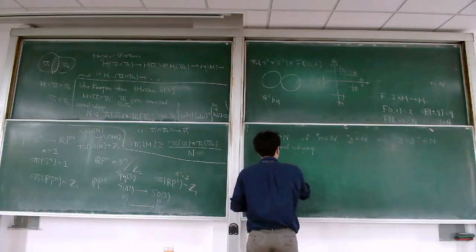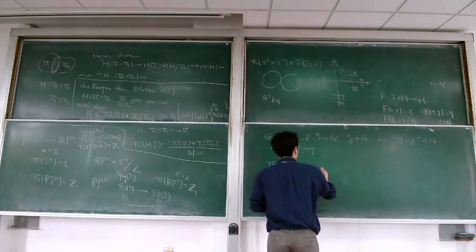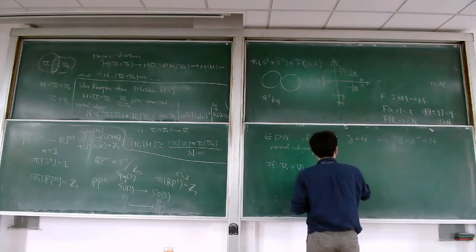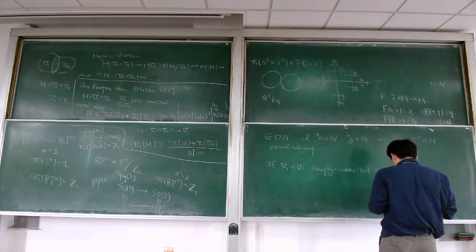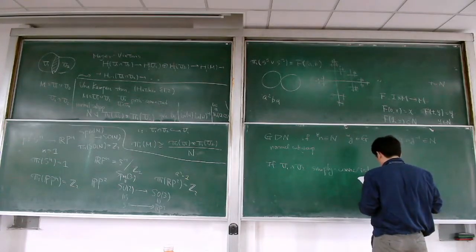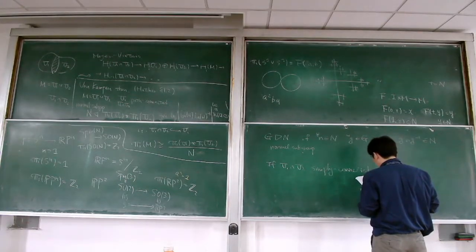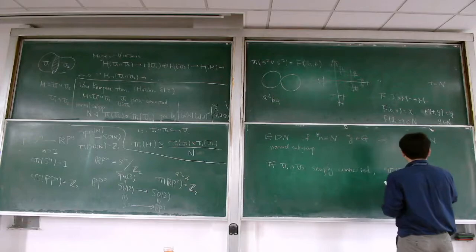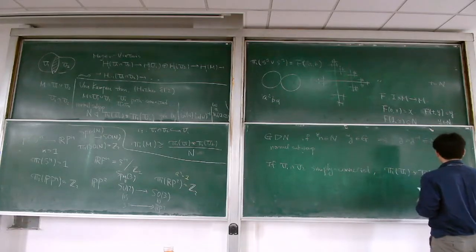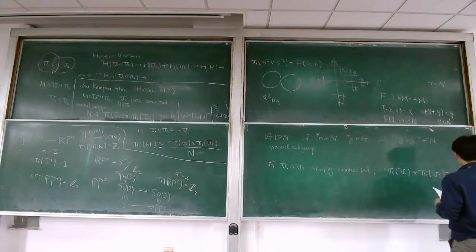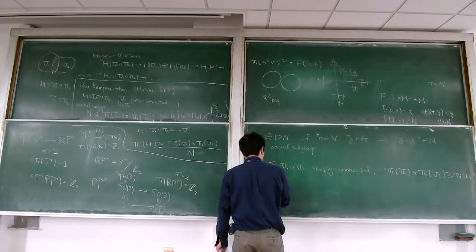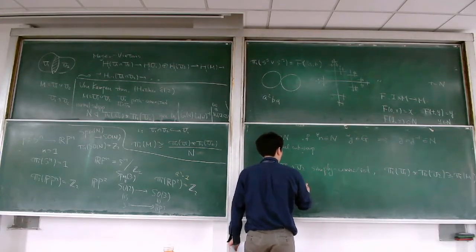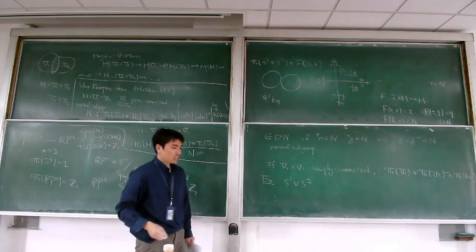In the above setting, if U1 intersect U2 is simply connected, then the normal subgroup is trivial. There's an isomorphism: pi1 of U1 free product pi1 of U2 is isomorphic to pi1 of M.